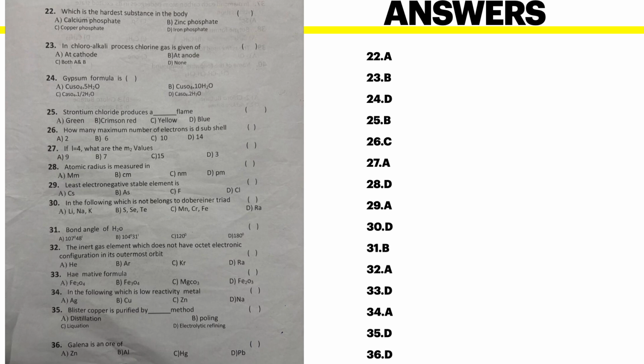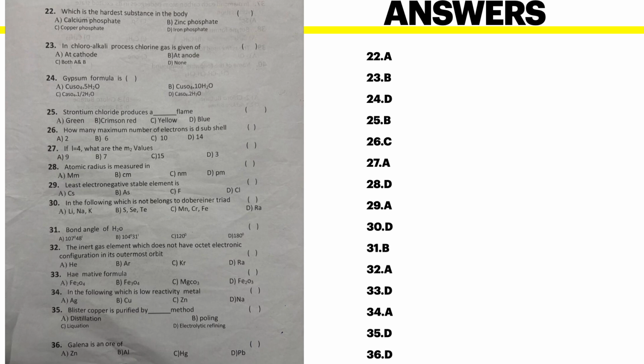In the chloro-alkali process, chlorine gas is always given at the anode. So B is the right answer for 23. Next, the gypsum formula is CaSO4·2H2O. So for 24, D is the right answer.